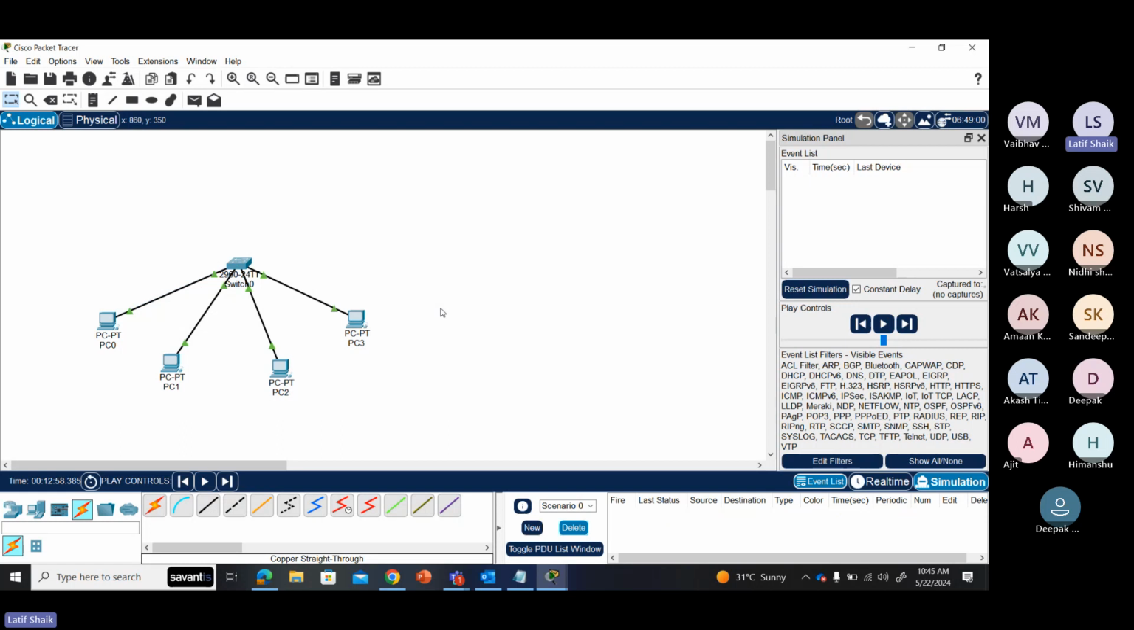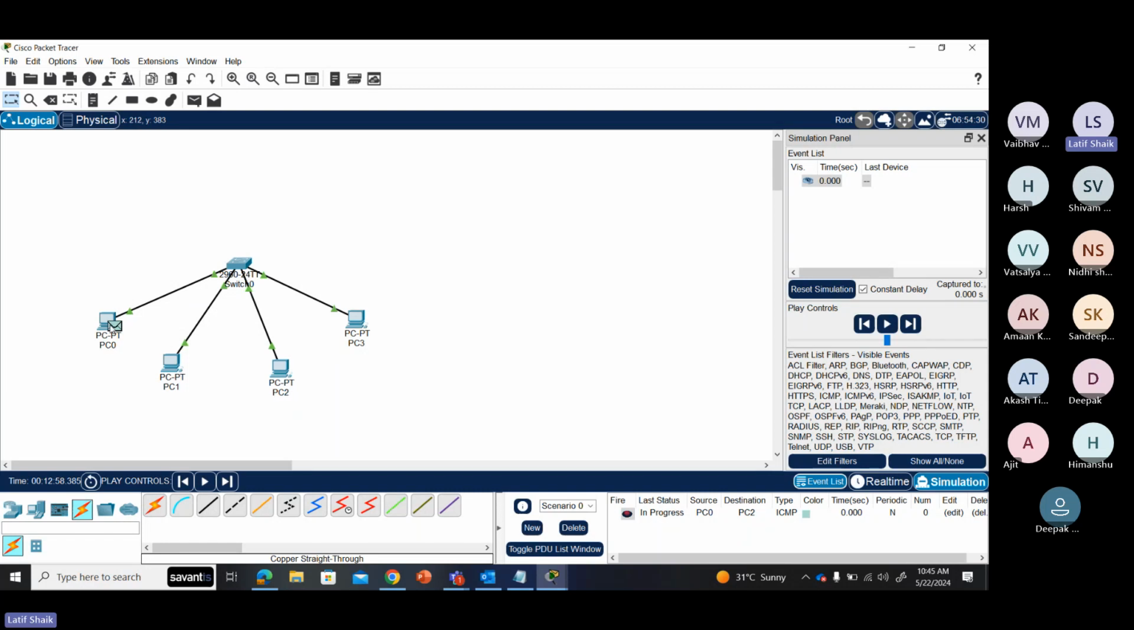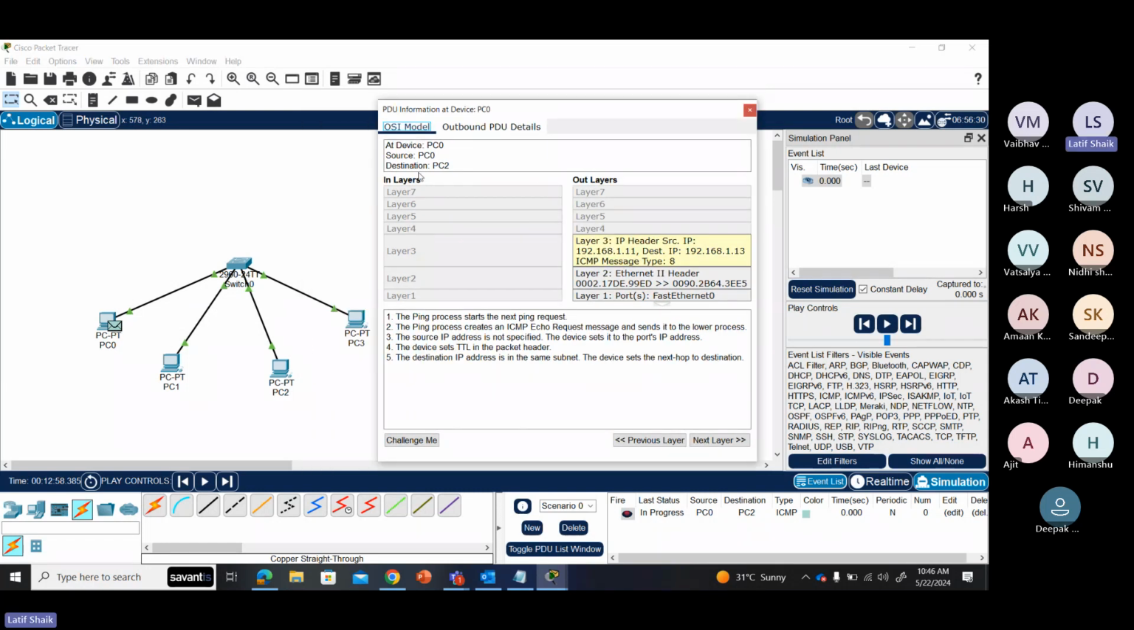Let's go to this switch once again and see the packet from here to here. Source is PC0, destination is PC2. At layer 3, these are the OSI layers, 7 layers. What does layer 3 contain? Source IP address 1.11, destination IP address 1.18. It is using ICMP, meaning a ping request only. And at layer 2, it knows the destination MAC address. So here are the source MAC address and the destination MAC address.